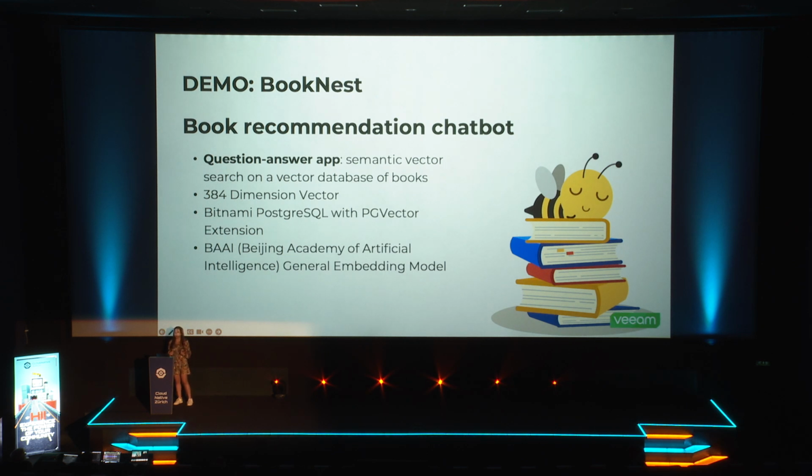And behind the scene, it's powered by a vector database that holds information on 175 books. And each book description is actually embedded in a 384-dimensional vector, as I showed you in the vector database, using the BAAI embedding model. And here we're also using Postgres as the database with the PG vector extension. And I chose this because it's open source, widely used, and if you're already familiar with Postgres, using PG vector is very easy to get started. You just enable the extension and you're good to go.